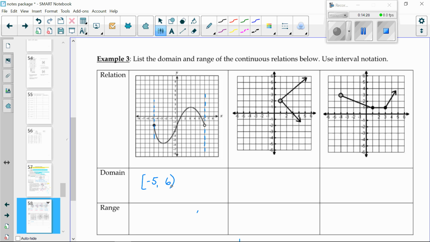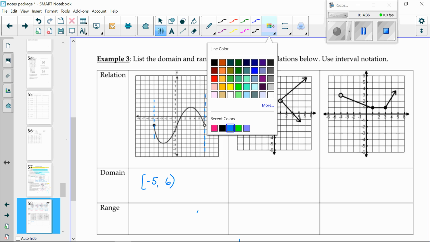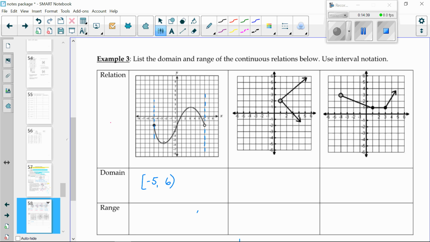Now, for the range, where's the lowest part of my graph? Well, the lowest part of my graph is actually down here, okay? And the highest part is up there. So for this one, I'm including the point, okay? So that is going to be at -6 up to positive 2. All right, let's take a look at the next one.